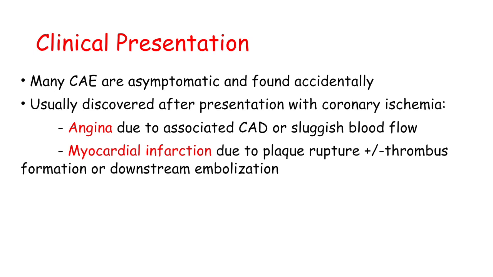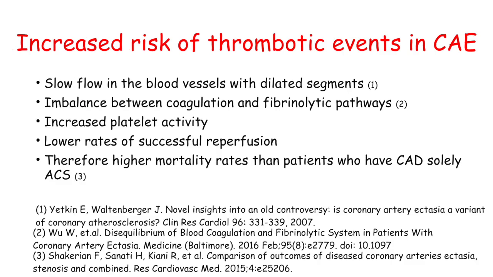Now we need to treat their increased risk of thrombosis. There are also reports of increased platelet activity in these patients, and I have the reference in the next slide. And as we all know, in these patients we have a lower rate of successful reperfusion because of the slow flow and the ectatic vessels, so we're not able to completely do thrombectomy. Because of all these reasons, they have a higher mortality rate than patients who have only coronary heart disease with ACS without any ectasia.